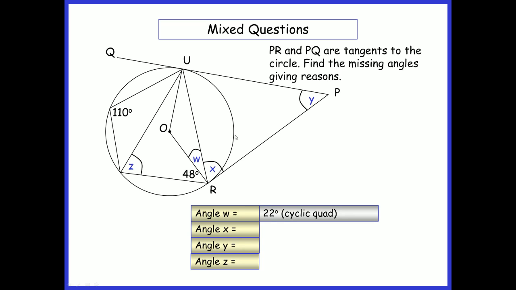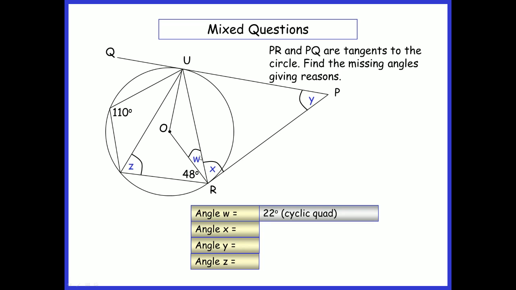Why? We have a cyclic quadrilateral in here. So we know that the 110 and this in here add up to 180. So we know that this whole bit in here is a 70. So 48 plus what gives me 70? 48 plus 22 gives me 70.